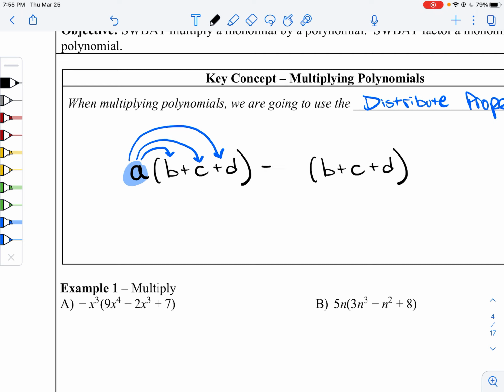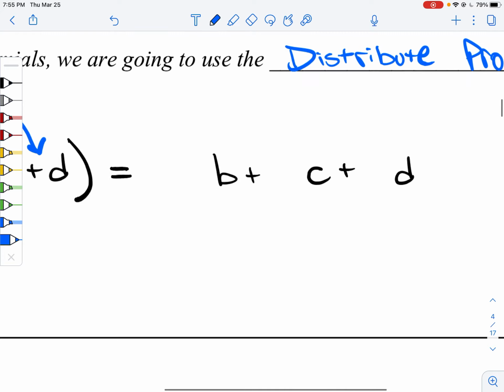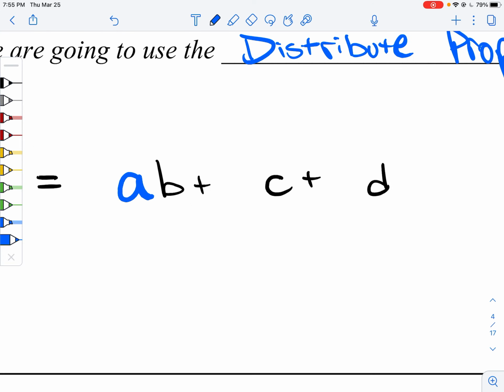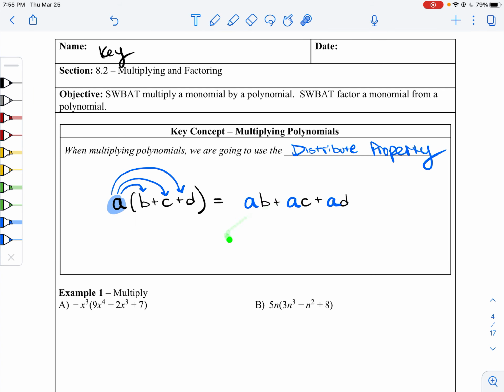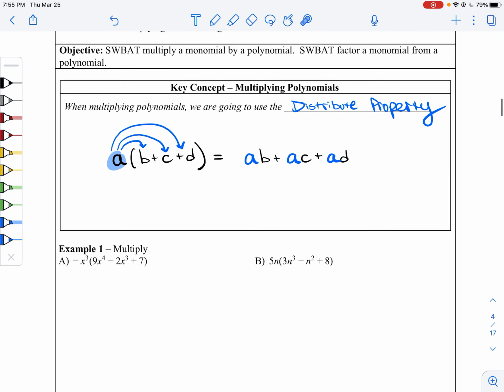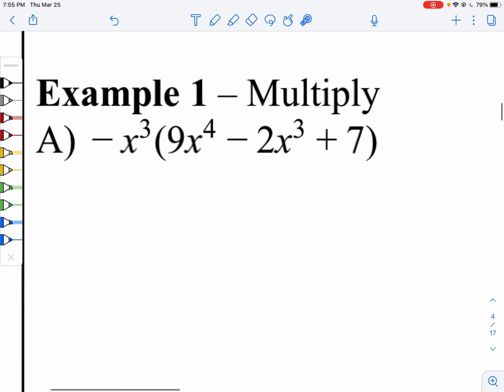So what that'll end up looking like is, A times B plus C plus D is the same thing as A times B plus A times C plus A times D. See how we distributed it to everybody? Nice sharing. So for example, here, negative x cubed is going to be distributed into each one of these guys.